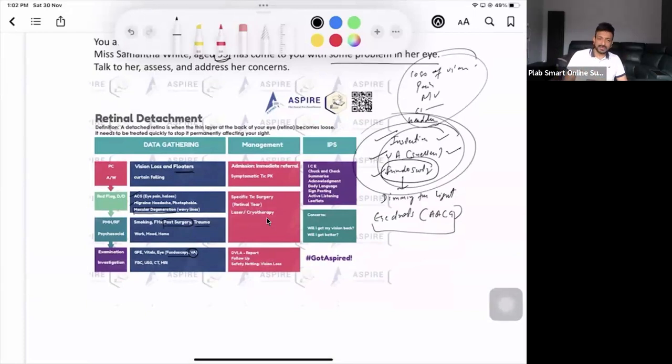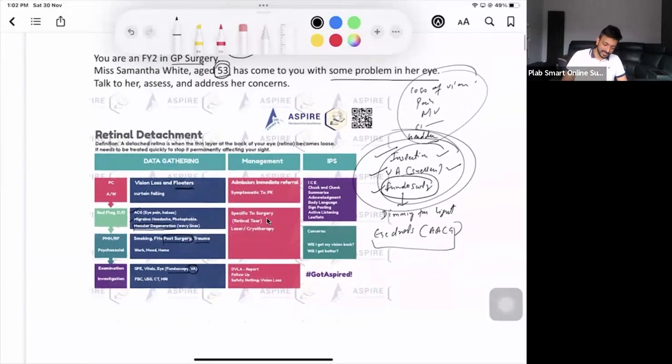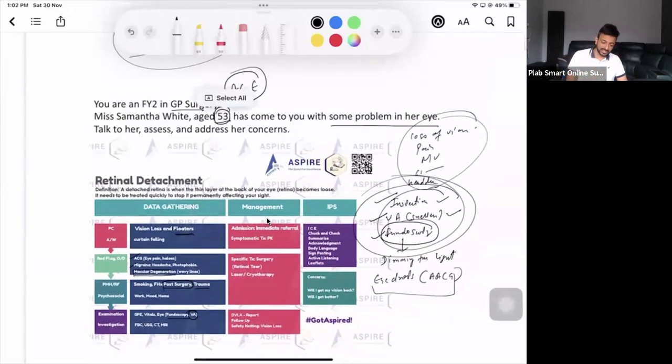Now, what is the management? Management is, first of all, if it is A&E, admit the patient. If it is GP, just refer the patient the same day. There are same day, or you can say immediate, referrals as well in the eye. So this is what you're going to do.